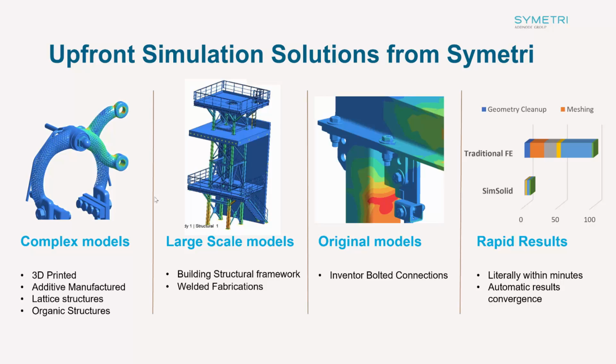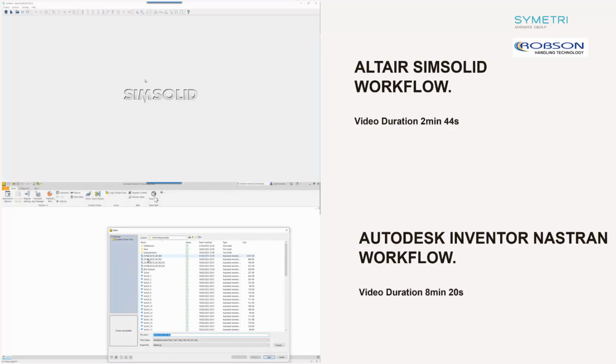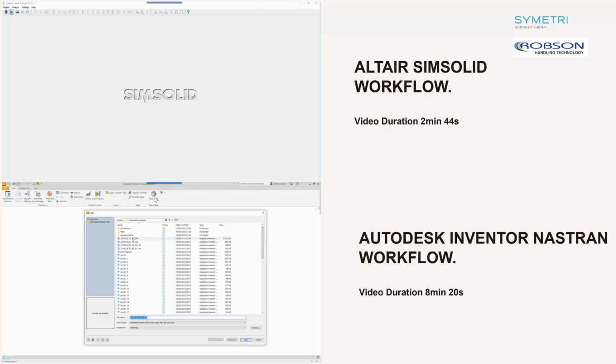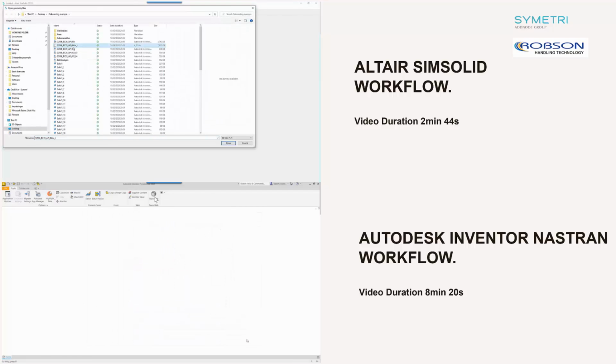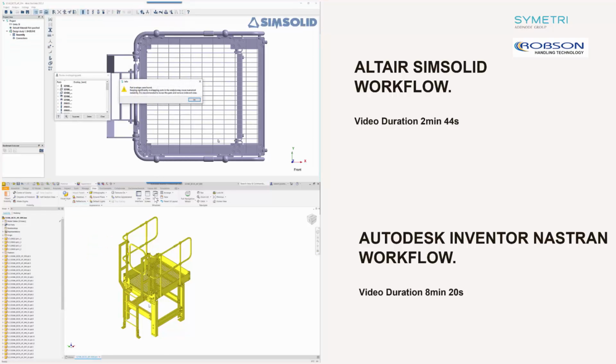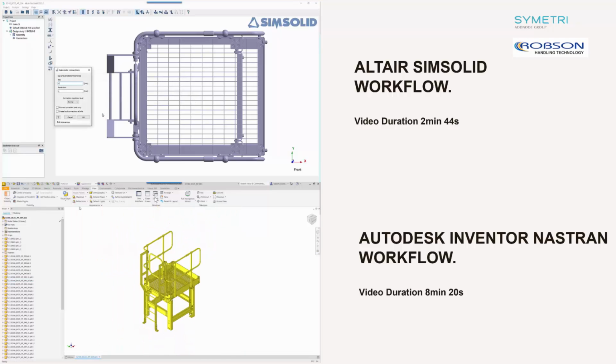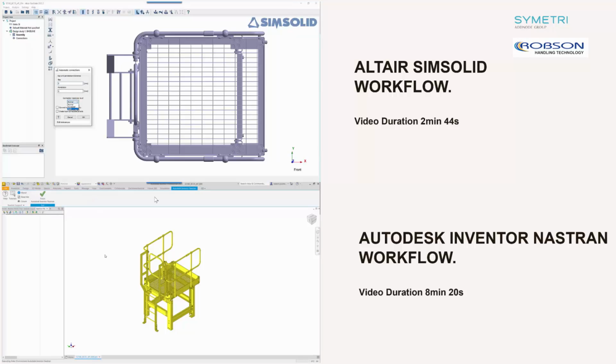The next slide is all about a comparison between the two workflows. On the lower half of this window is your traditional FEA software, which is Inventor Nastran. Above it is your Altair SimSolid. They're importing the same model within the software, and we're going to see what the workflow is like. Within Inventor Nastran, the video duration is 8 minutes and 20 seconds. This hasn't been sped up for either one of those videos.